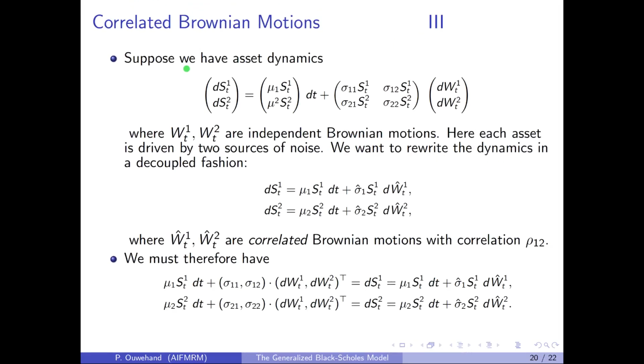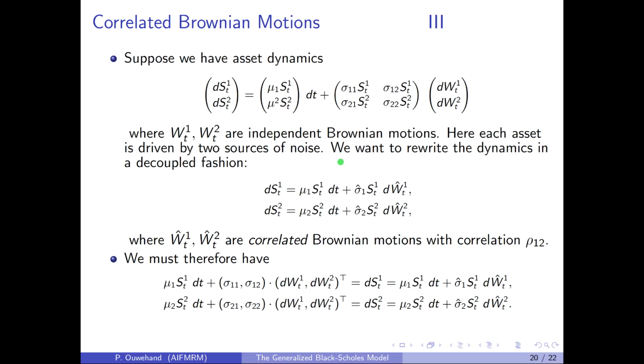Suppose that we have asset dynamics in the standard setup using a multi-dimensional Brownian motion to model the noise. To simplify notation, we've just used two assets, but of course this generalizes to any number of assets. Here, the standard Brownian motion has independent components, and it affects each of the two underlying assets. In other words, each asset is driven by two sources of noise.